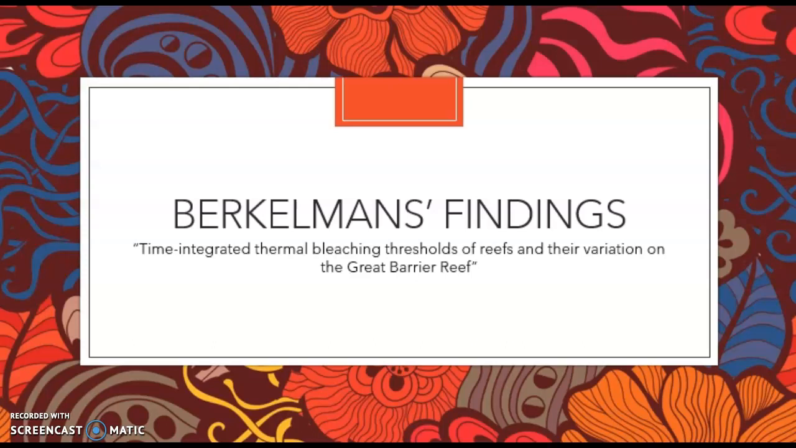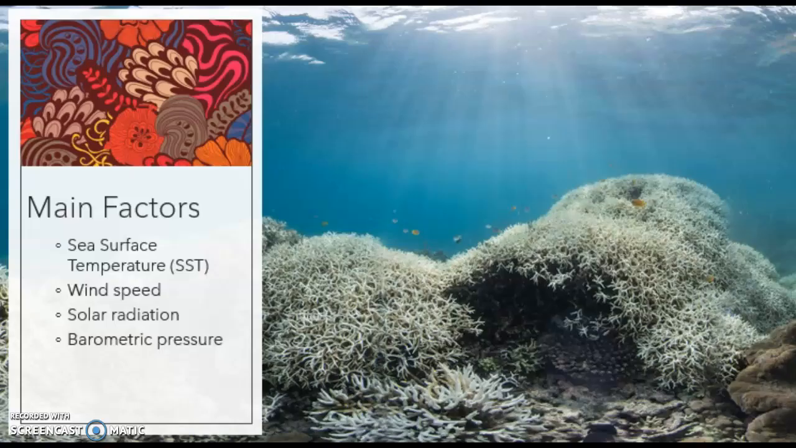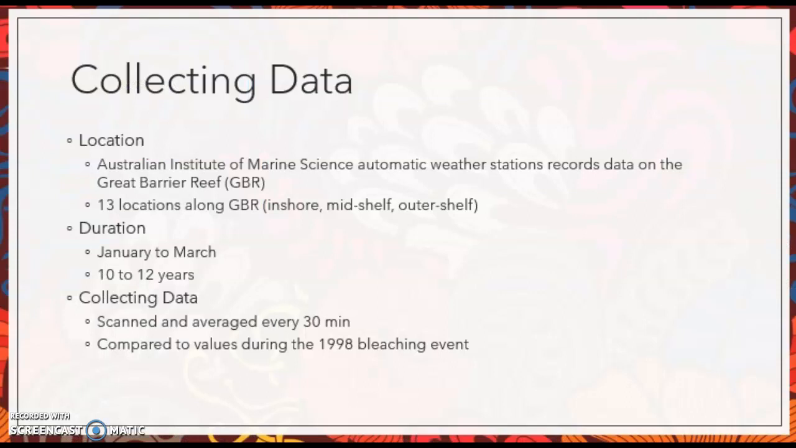Now that we know the basics of coral bleaching, we can get into Berkelmans' findings. He states that there's 4 main factors that may contribute to coral bleaching: sea surface temperature, wind speed, solar radiation, and barometric pressure. In order to identify the main contributor to bleaching, he collected records for 13 locations along the Great Barrier Reef in the past 10 to 12 years.